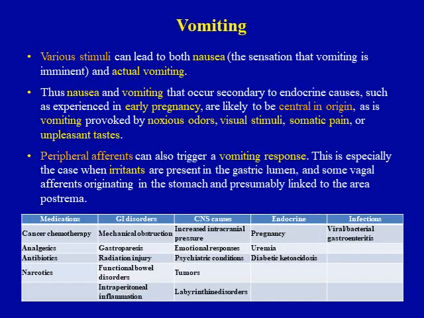Here we can see a table with different triggers of vomiting, like cancer chemotherapy, analgesics, antibiotics, narcotics, disorders in the GIT, like excessive stretch that is caused by mechanical obstruction, gastroparesis that we'll study in one of the tutorials, radiation injury to the gut wall, especially the mucosa, functional bowel disorders, intraperitoneal inflammation, and other causes of vomiting. These include central as well as peripheral triggers of vomiting.